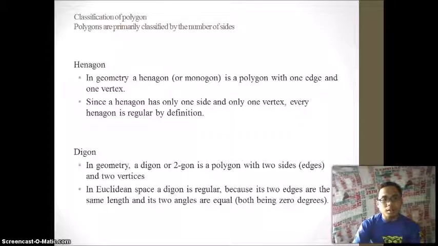The first polygon is the monogon. In geometry, a monogon is a polygon with one edge or one vertex. Okay. The second is the digon. In geometry, a digon, or two-gon, is a polygon with two sides, or edges, or two vertices.